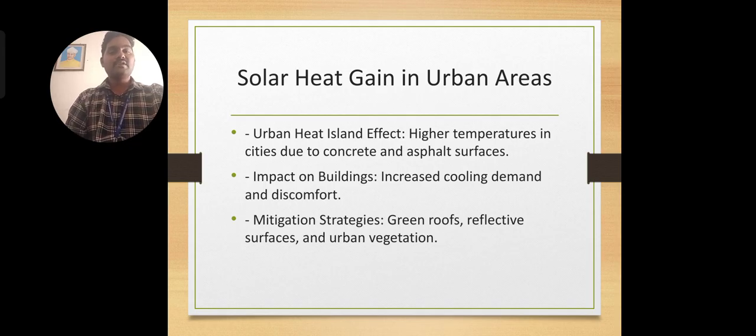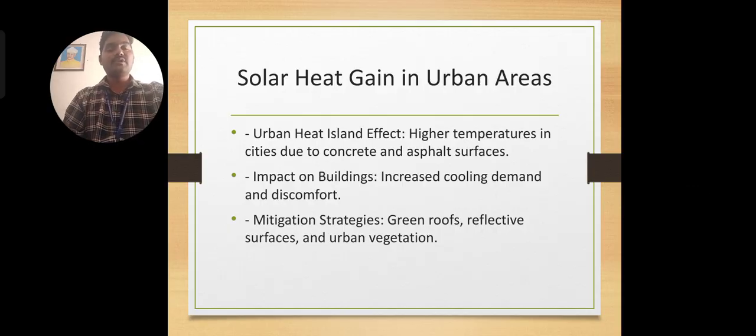Cities have higher temperatures due to concrete and asphalt surfaces, which impact the buildings, increase the cooling demand, and cause discomfort. For mitigation strategies, we need to provide a green roof, apply reflective surfaces, and implement urban vegetation such as trees. So likewise there are feasible options.